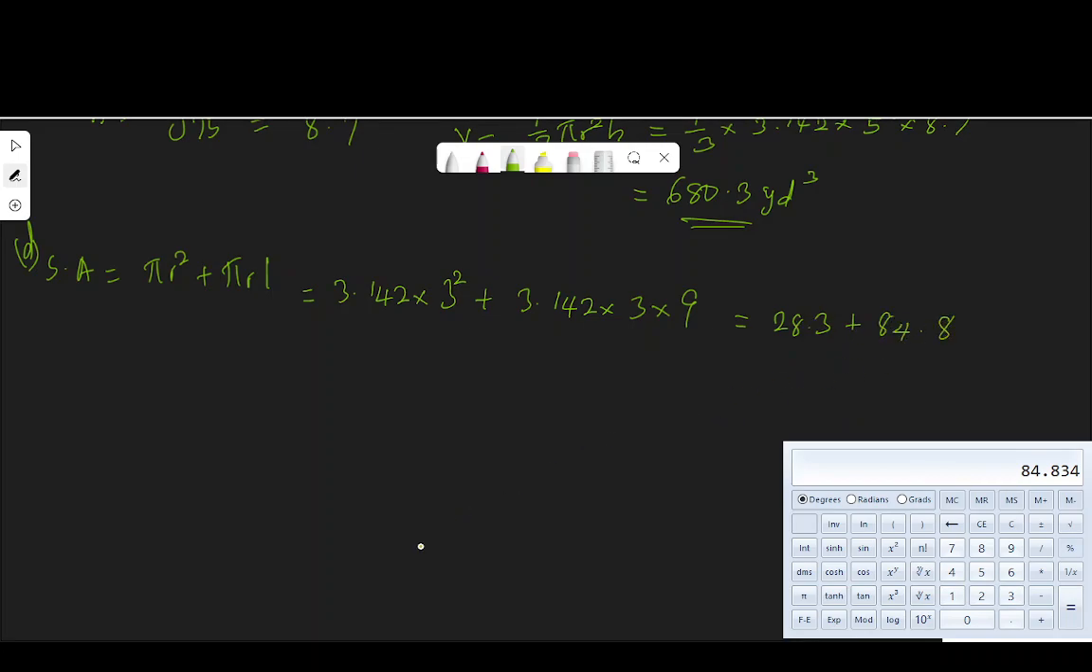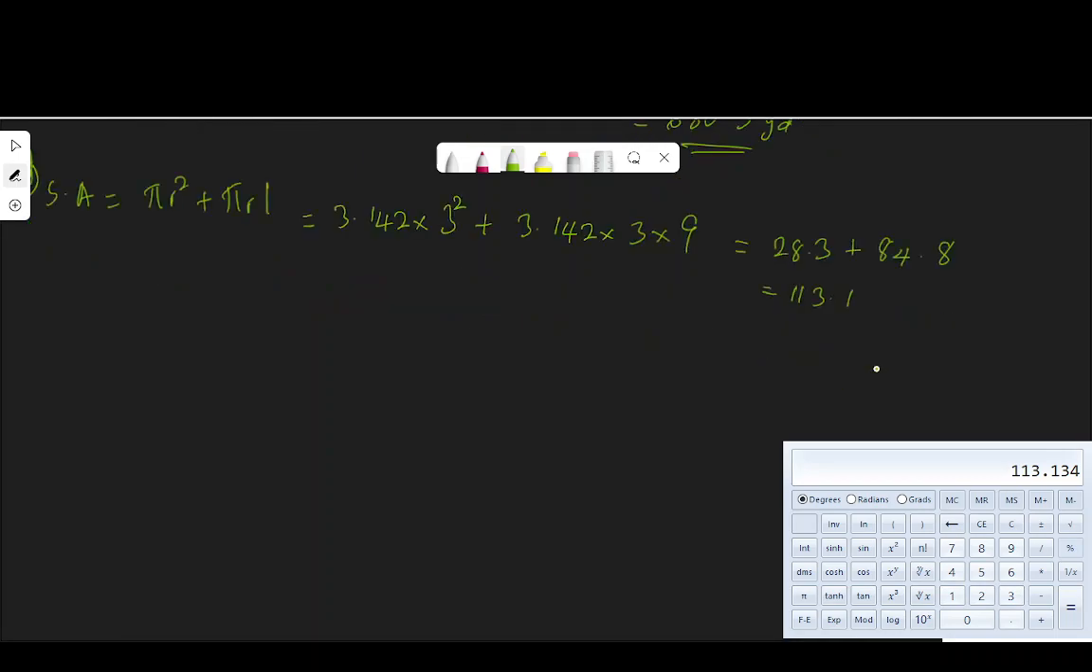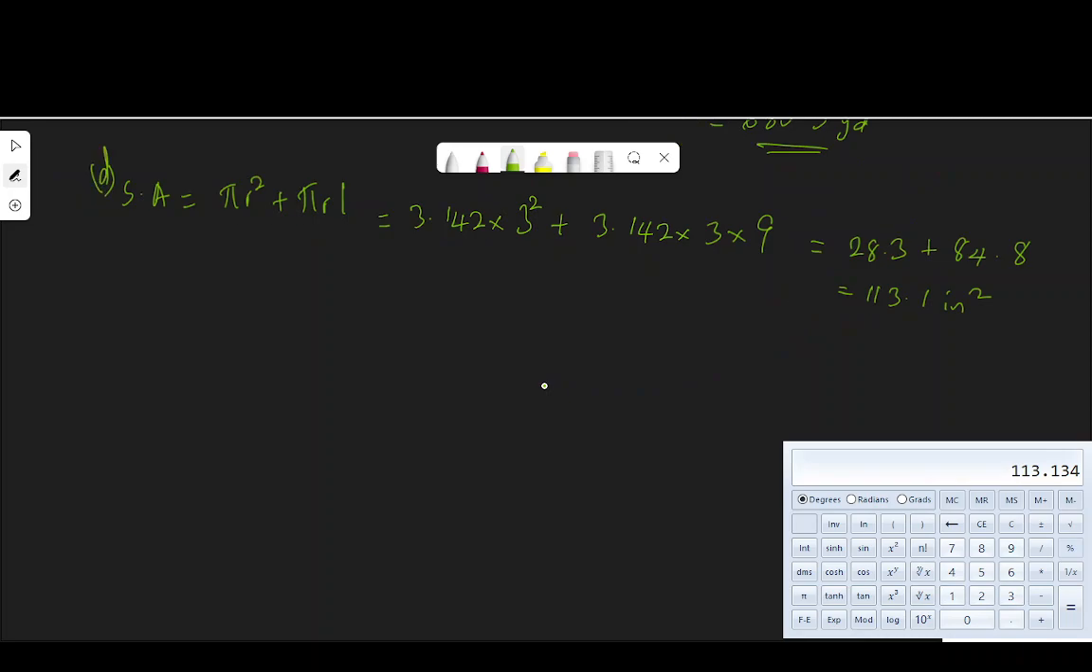84.8. Now add up these two numbers together, 84.8 plus 28.3. That is 113.1. 113.1. What is the unit? Unit is inches. Inches square is the surface area of that cone.